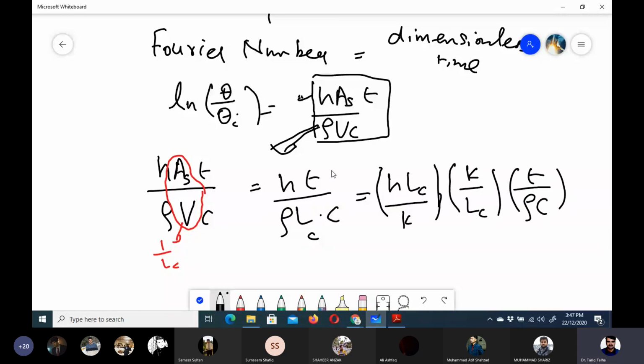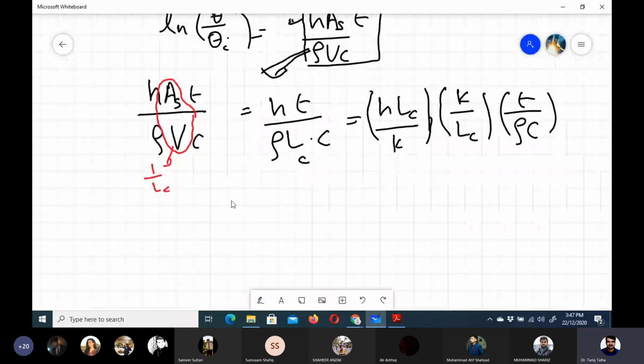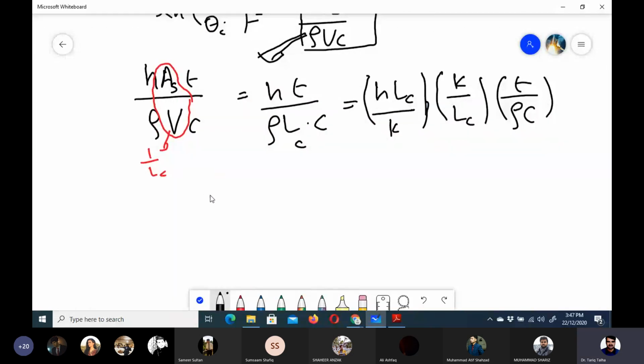So what I did here is that I have multiplied Lc and divided k here to introduce the Biot number, because this is the definition of the Biot number. But because I have multiplied Lc here, then I need to divide it here as well, and because I have divided here k, then I need to multiply k here, right? So mathematically it is correct. There is nothing wrong. It is just a manipulation of this stuff.